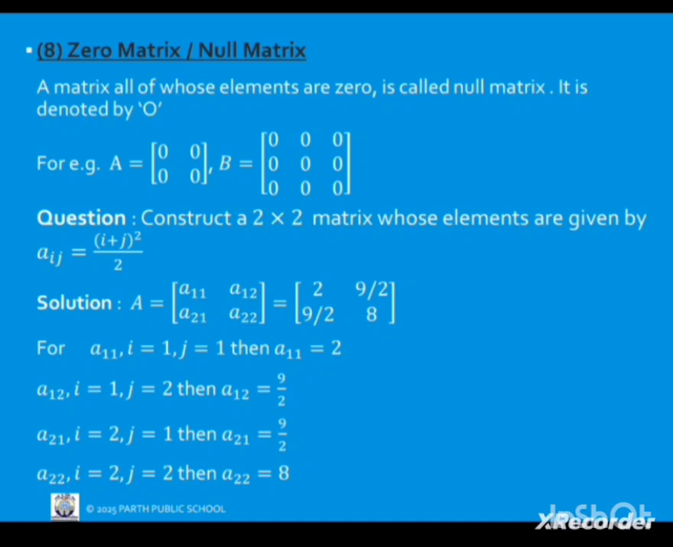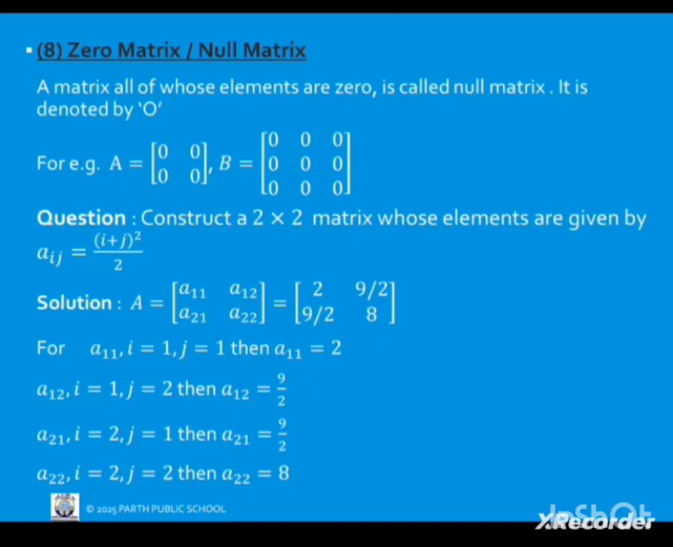Now above all these types there is a question: construct a 2 into 2 matrix. अब 2 into 2 means 2 rows 2 column. अब हमें एक मैट्रिक्स कंस्ट्रक्ट करनी है जिसमें 2 rows होंगी 2 column. 2 rows 2 column means there will be total 4 elements, and the matrix whose elements are given by a_ij. अब a_i को किस लिए डिफाइन किया था हमने? ith रो के लिए. j किसको रिप्रेजेंट कर रहा है? jth कॉलम के लिए. अब a_ij की वैल्यू उन्होंने हमें दे दी है कि (i plus j) whole square divided by 2. It means we have to find their 4 elements.